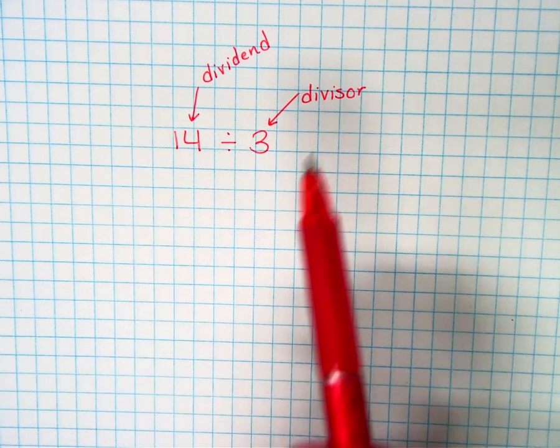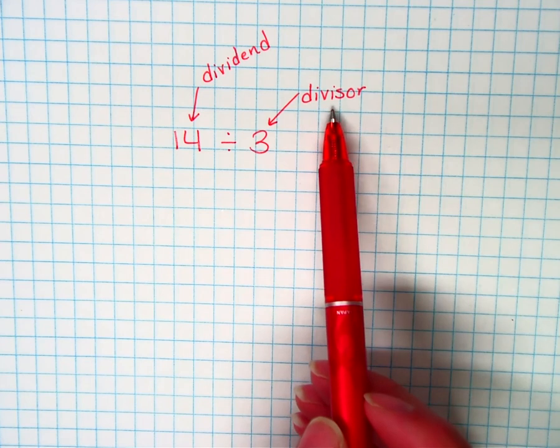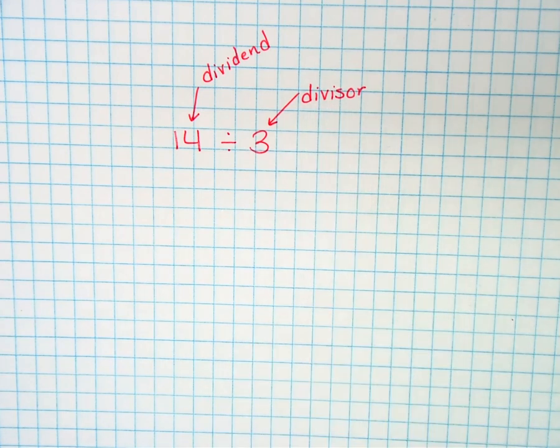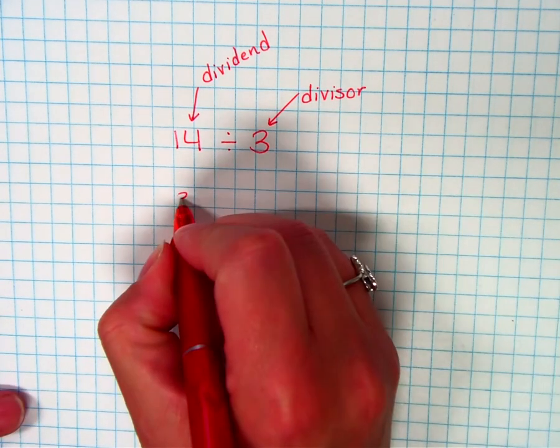So let's break down the parts of this. We have the thing being divided into, so the number of groups that you're making, that's called a divisor. The thing being broken into groups is the dividend. Everybody with me? Okay. So do you remember how to long divide, old school?